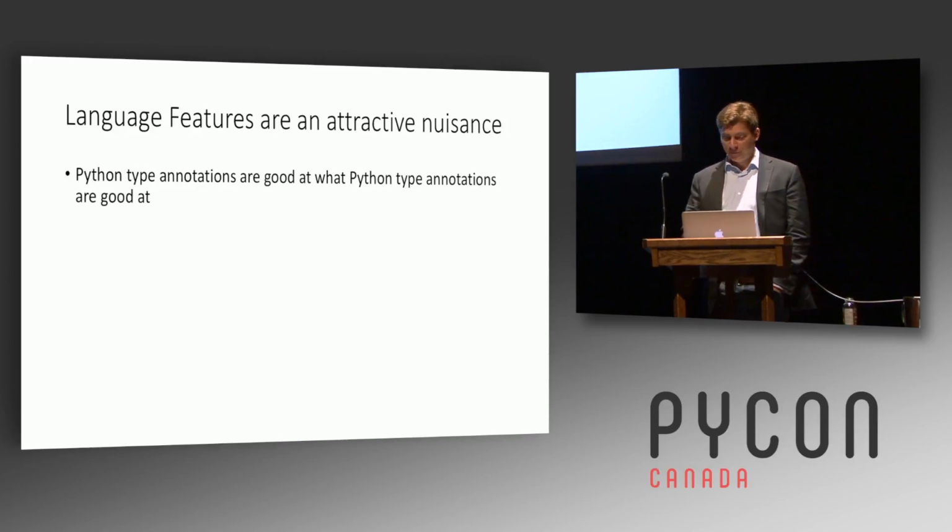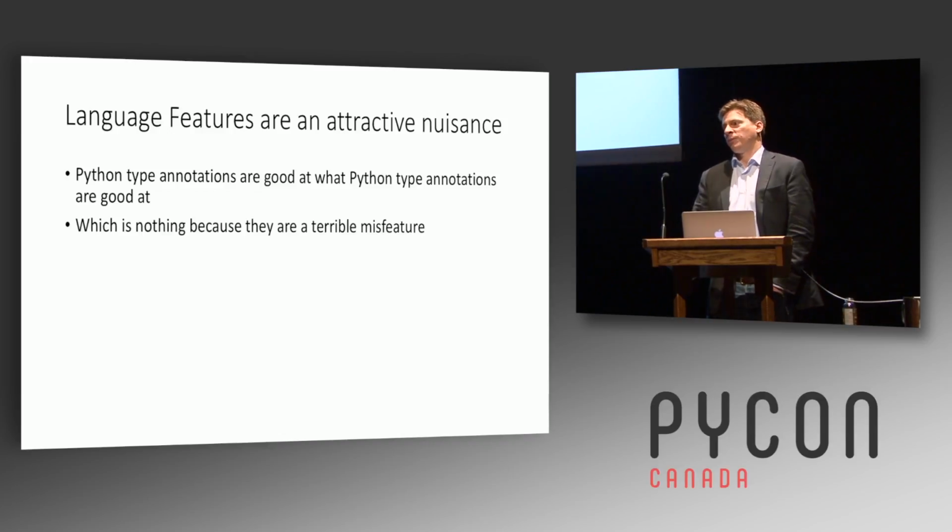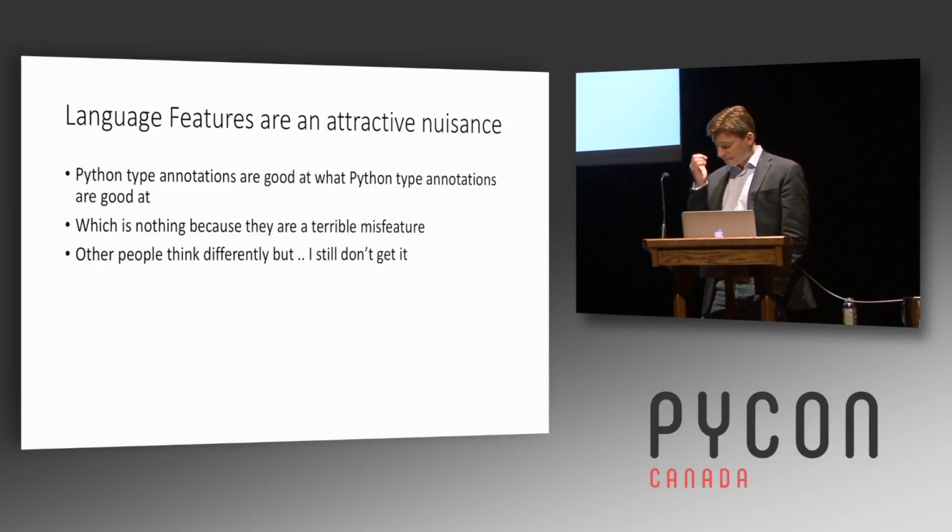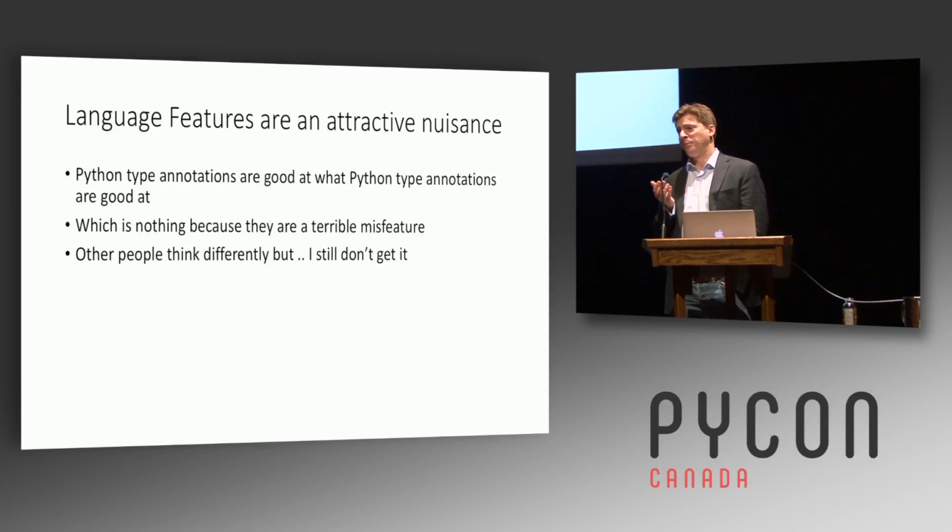Speaking of use cases that I don't have, language features are an attractive nuisance. Python annotations are great at what Python annotations are great at, which is not any problem that I have or have ever had. So for me, they're a misfeature. I just don't use them. They're not solving any problem I have. I have friends who think differently. I have friends who are on the PEP. Great, good for them. Go off and use it in whatever context you're in. Just don't make me care about it.